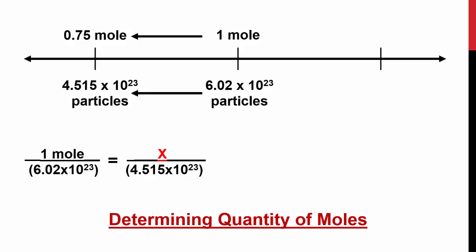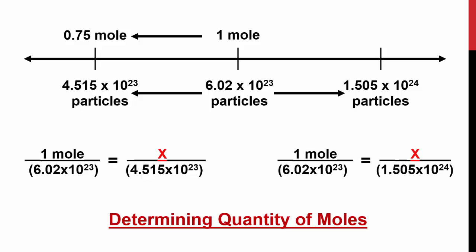Noticing that the number of particles is smaller than our standard, which is the 1 mole is equal to 6.02 times 10 to the 23rd, therefore, we also notice that our mole must be less than 1. But over here, we're noticing our exponent is also big. It's no longer 10 to the 23rd, it's now 10 to the 24th. So we set up our ratio, and again, we cross multiply and divide. You'll notice that we get 2.5 moles. All you have to do for these problems are these ratios.